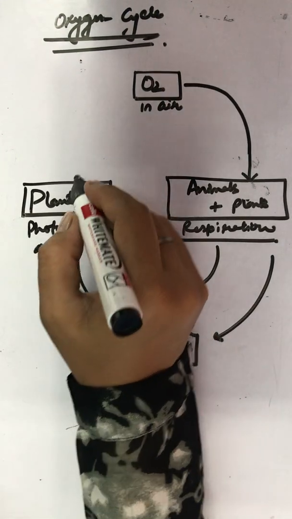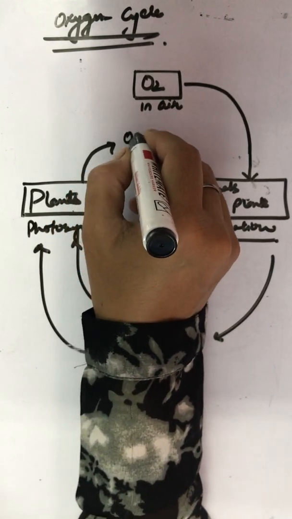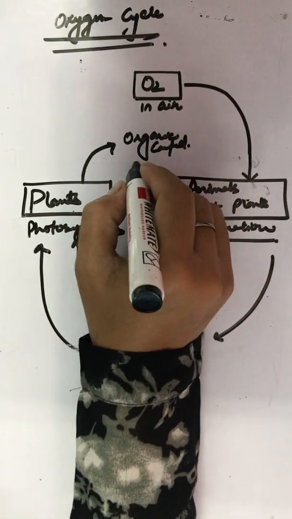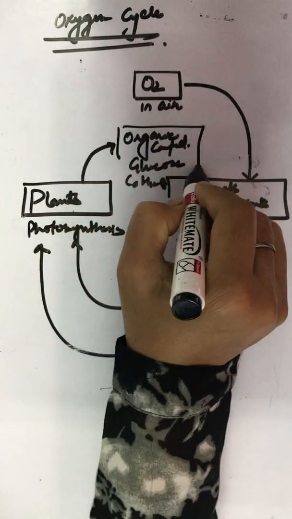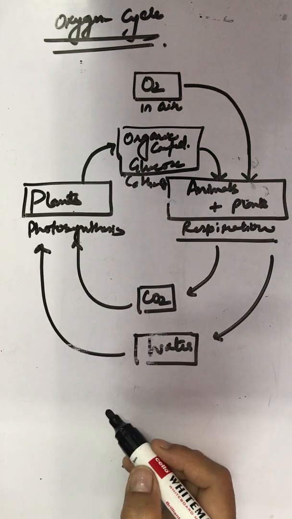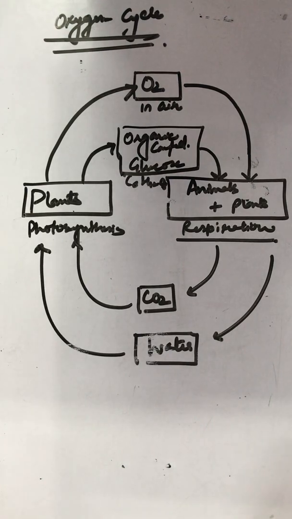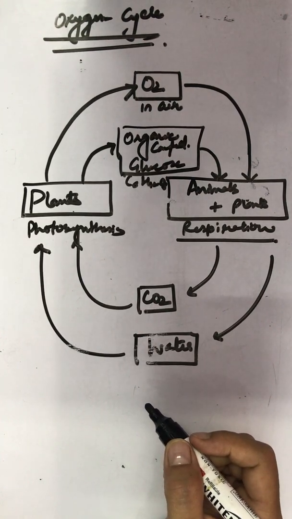Right? And the photosynthesis process says that it forms an organic compound. Which organic compound? Glucose. The formula is C6H12O6. This organic compound is formed and is again utilized by the animals during the process of respiration, and oxygen is released back into the atmosphere. This is how oxygen is cycled back into the atmosphere.